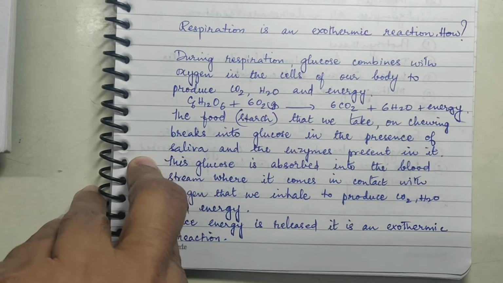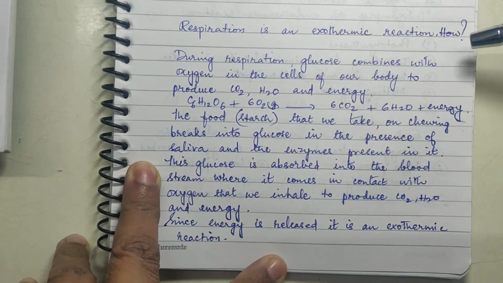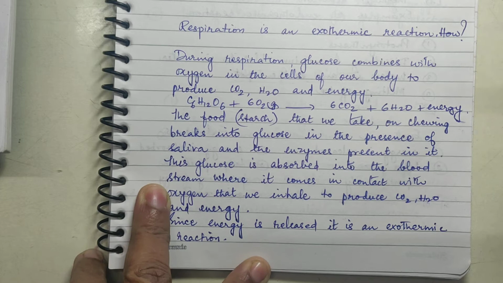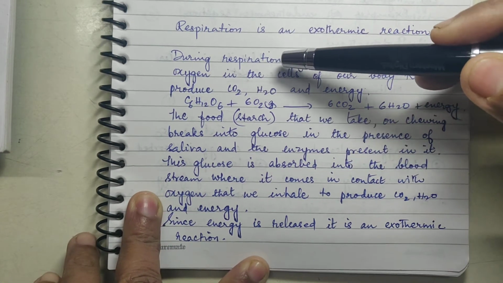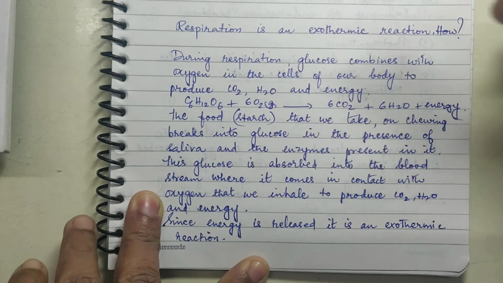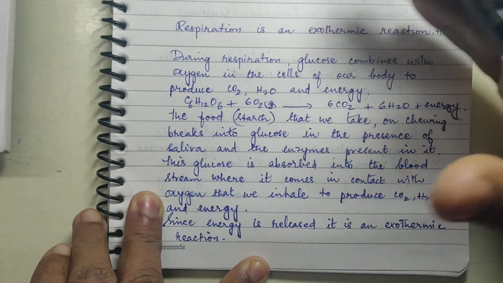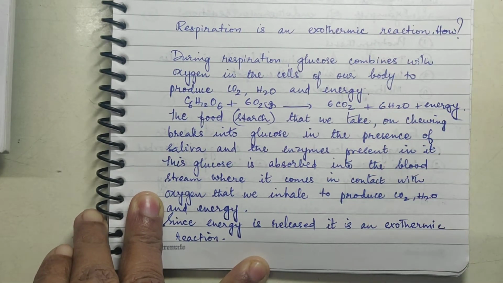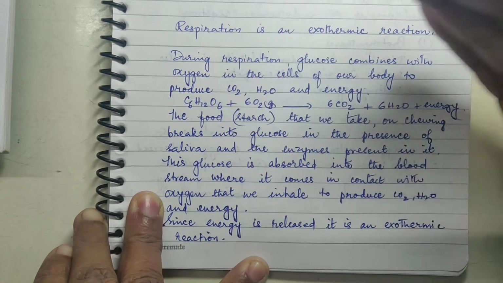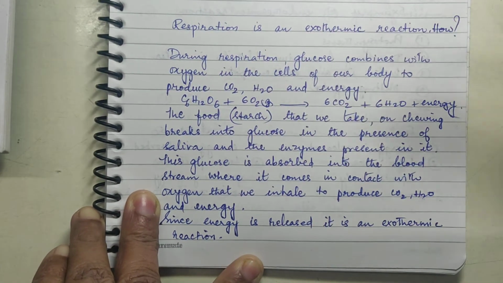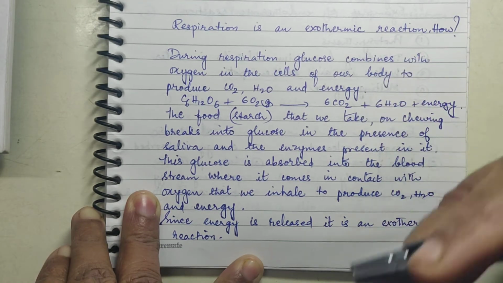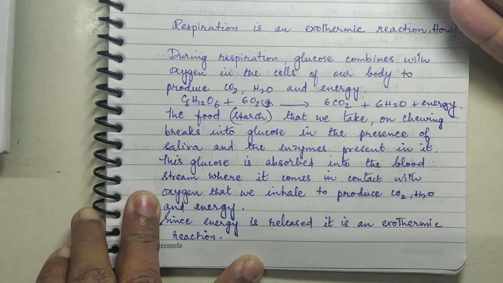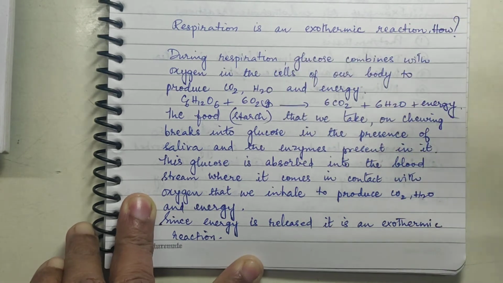Now, apart from this, respiration is an exothermic reaction. How? Now, what happens during respiration? Respiration, generally what happens, the children, they get confused with respiration and breathing. Breathing is a different exercise. Respiration is a different thing. Okay. Now try to understand the difference. Breathing means it is inhale of oxygen and exhaling of carbon dioxide. That is breathing.